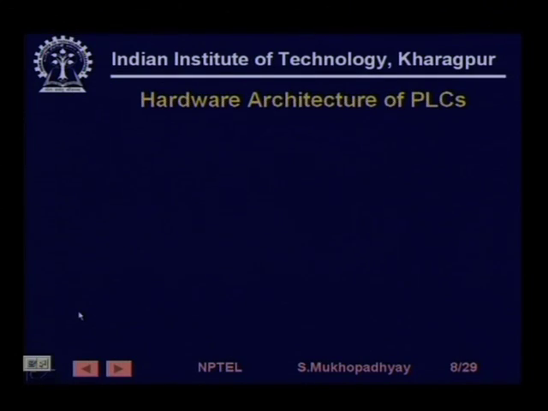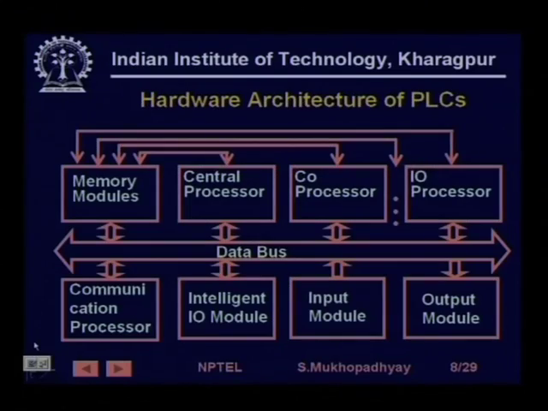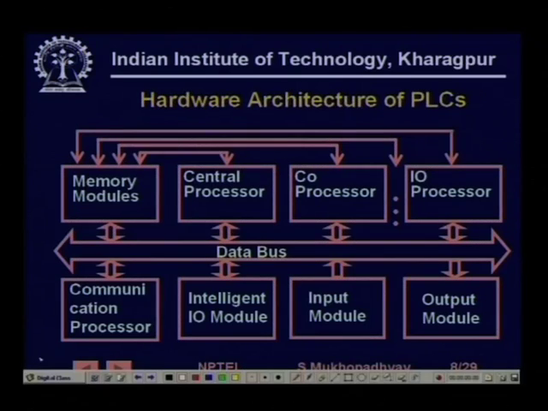So, having looked at that, let us see how these various things are schematically connected. We just saw a diagram. You see that this is the scheme in which these various processors and the modules are connected. They are all connected by a bus. And obviously, as you have seen, various IO modules are mounted in racks.